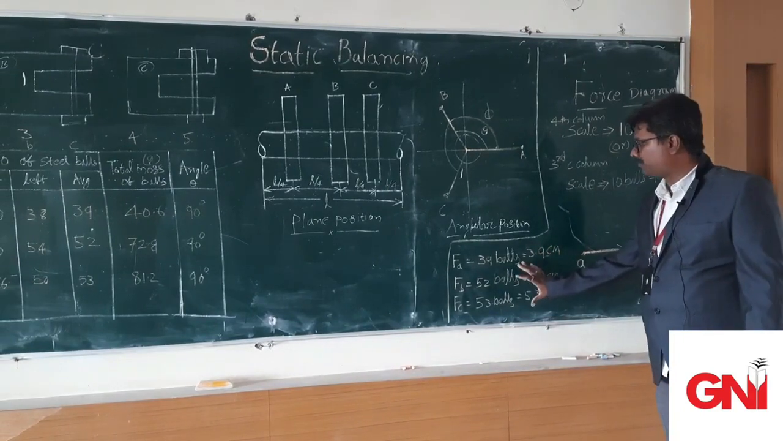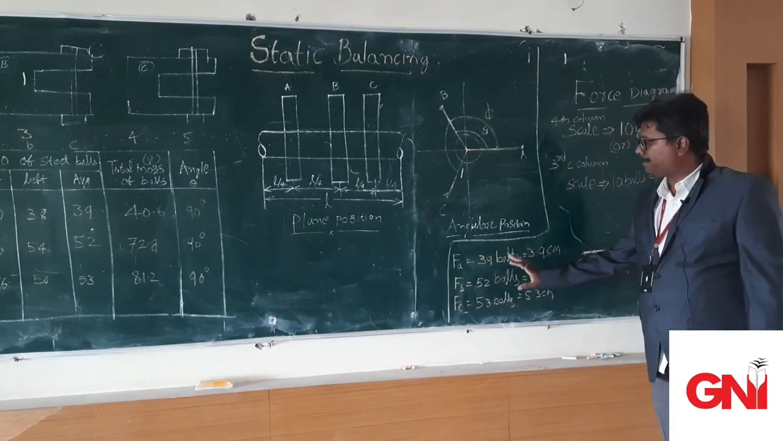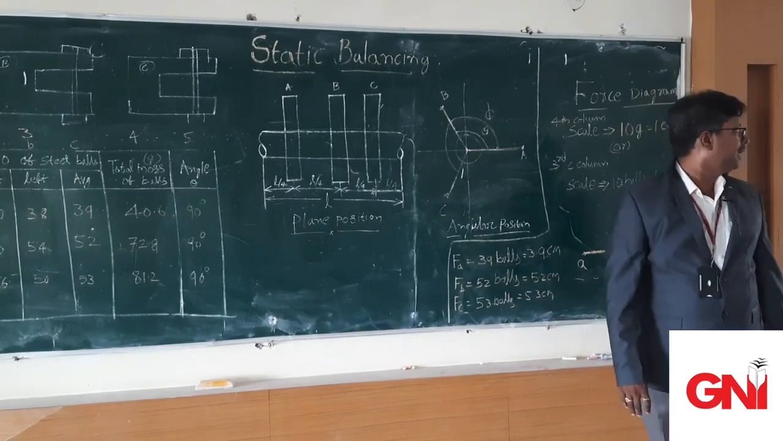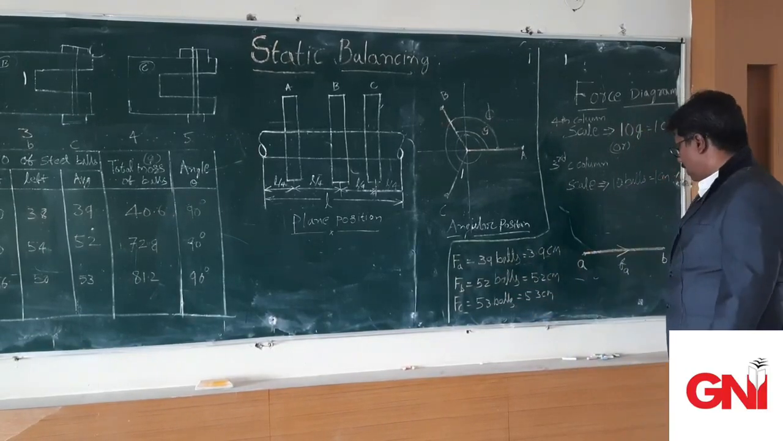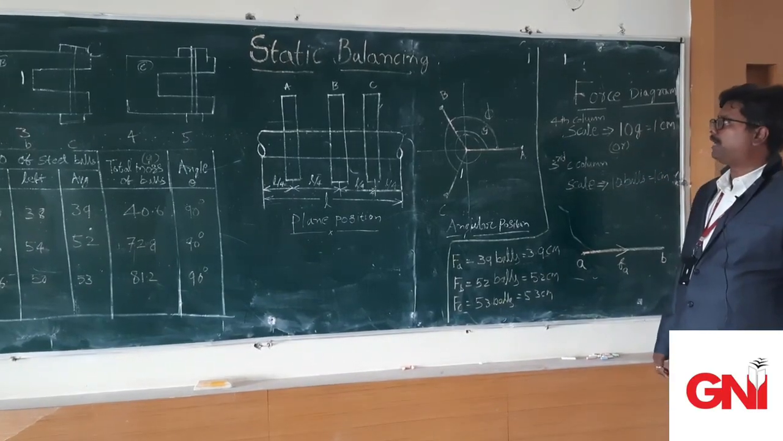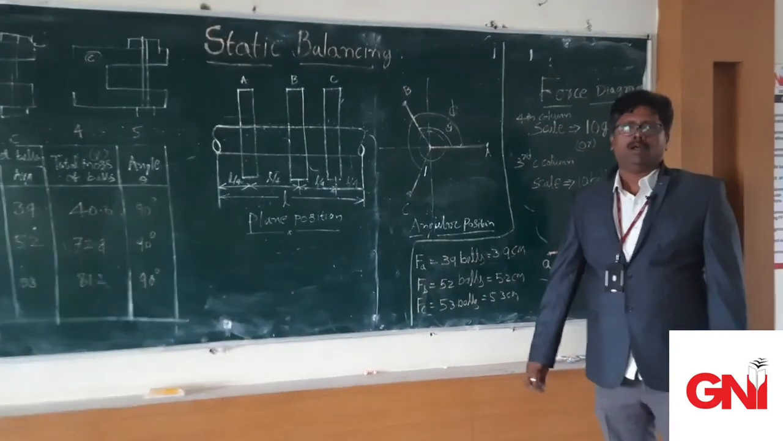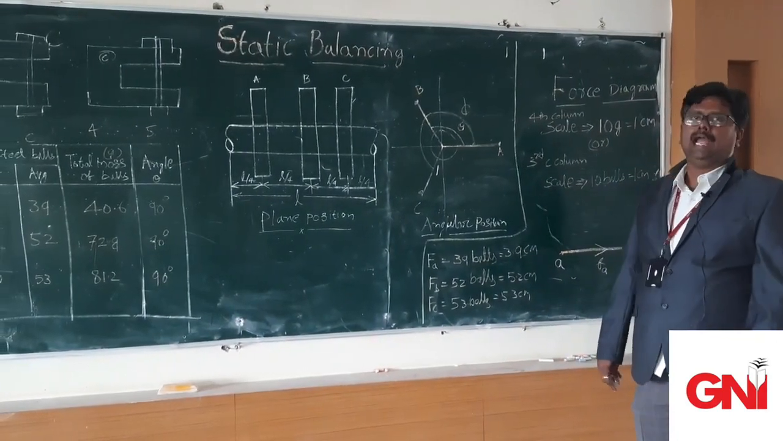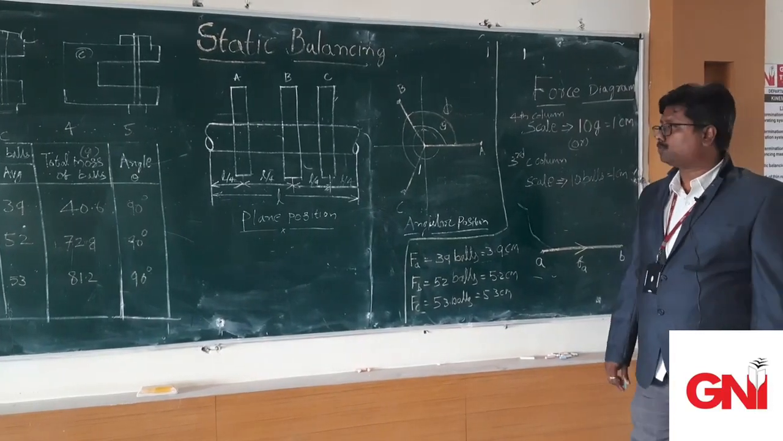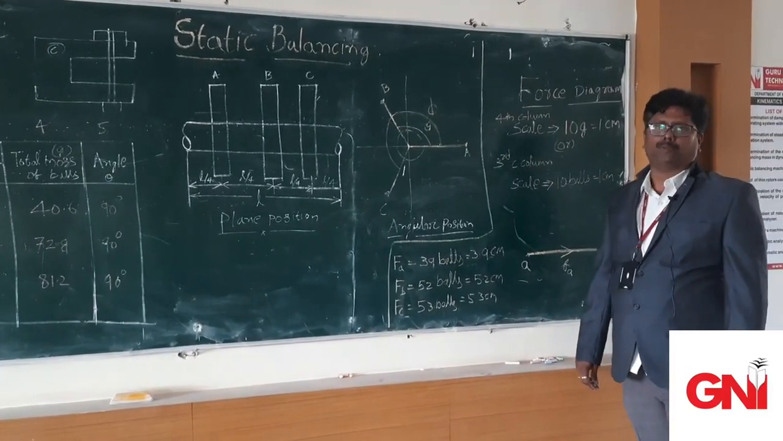I know the values of FA, FB, FC, meaning the weight of A block, weight of B block and weight of C block in terms of scale. Now with the help of these scale values, I am going to construct the force diagram. What we are assuming in the angular position is that the reference mass, A mass, is horizontal, right? So the force also acts horizontally, we are assuming.